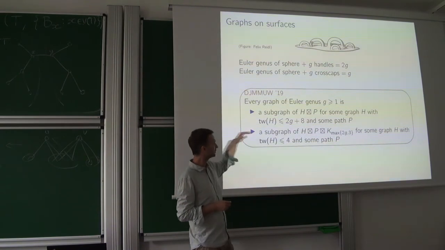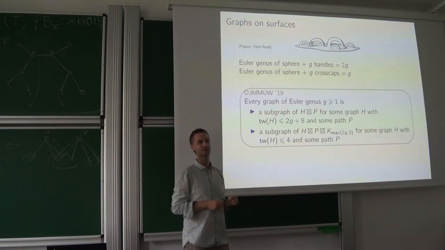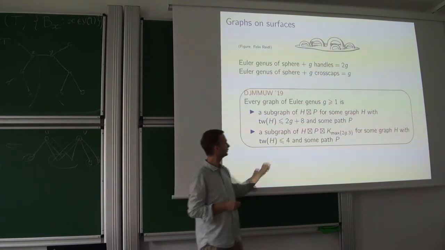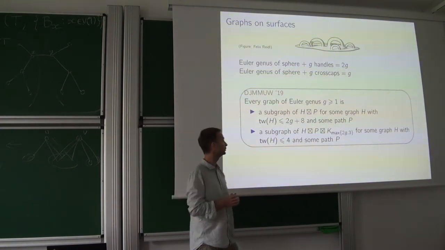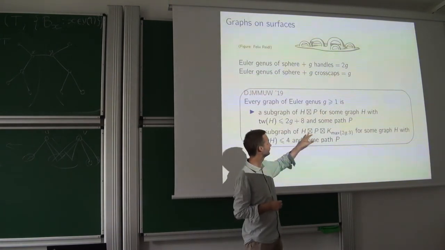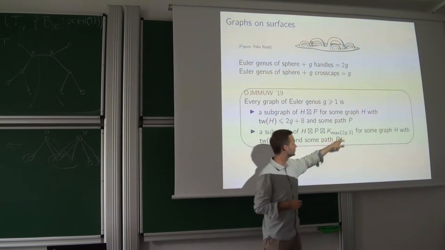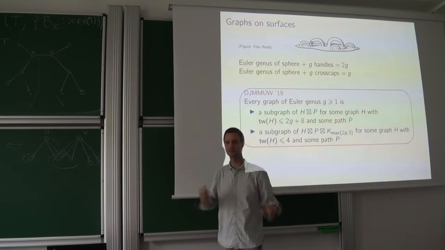And then there is a second version where you allow some clique as well, and then you can get your graph H to have treewidth at most 4. So H has treewidth 4, times a path, times some clique which essentially has size 2g, when g is at least 2.